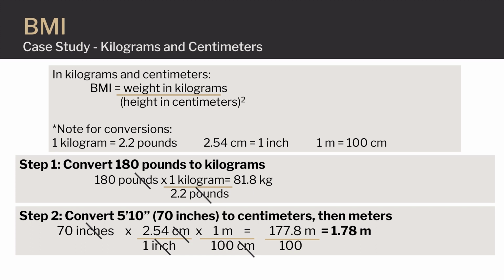Note that the inches and centimeter units are canceled out and you are left with meters. Finally, you'll divide the numerator by the denominator, or 177.8 divided by 100, and the final result should be 1.78 meters.